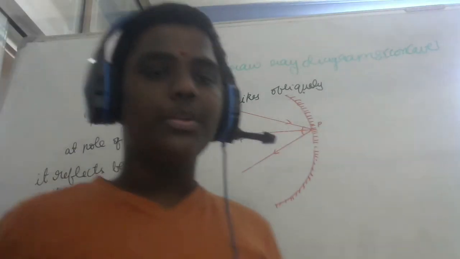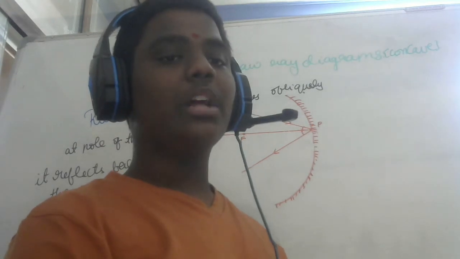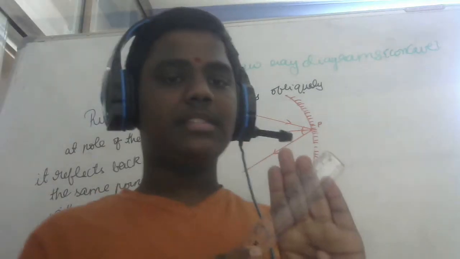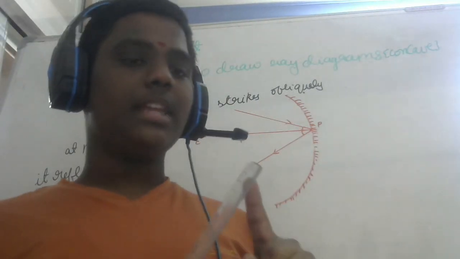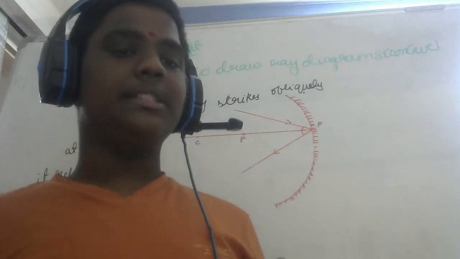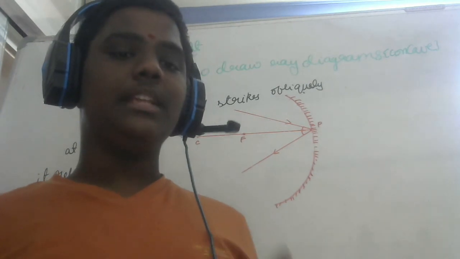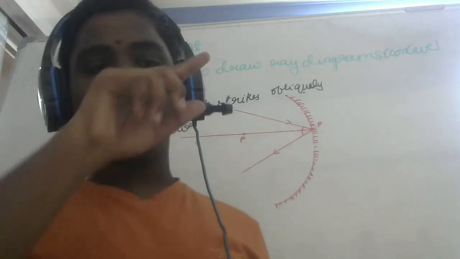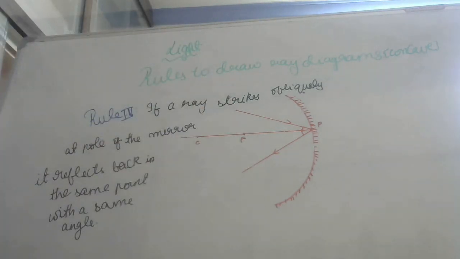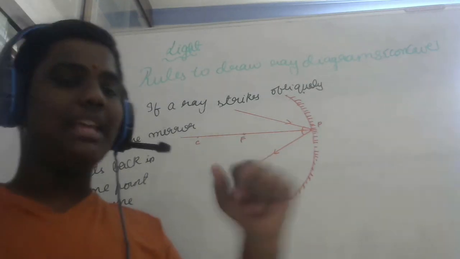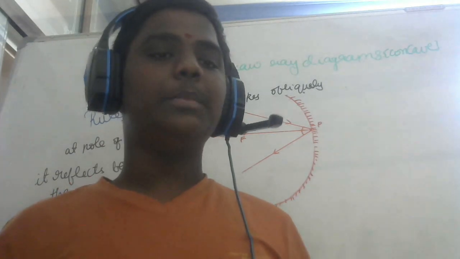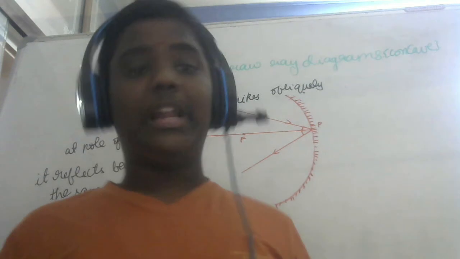So I hope you all have understood something about the rules of ray diagrams. There are four rules. The first one: if a ray is parallel to the principal axis, it passes through focus. Second, if the ray is passing through focus, then it is parallel to the principal axis. Third, if the ray is passing through the center of curvature, it reflects back in the same path. And rule 4: if a ray strikes obliquely at the pole, then it reflects back at the same point forming the same angle. These are the four rules, very easy rules, and they are very important, because you will be using them to draw different ray diagrams.